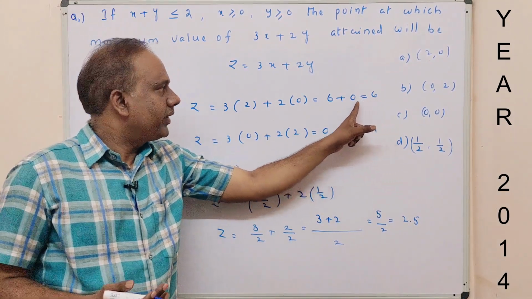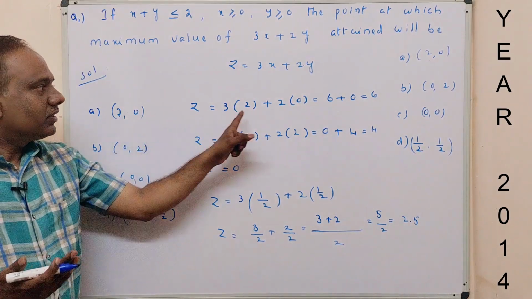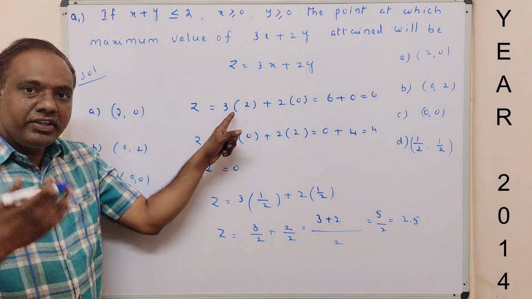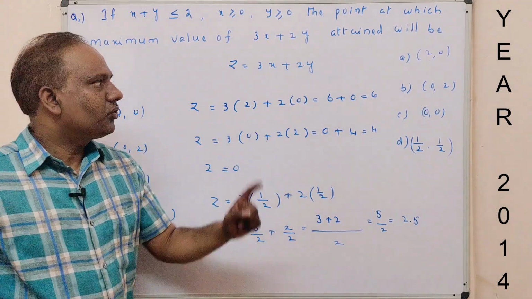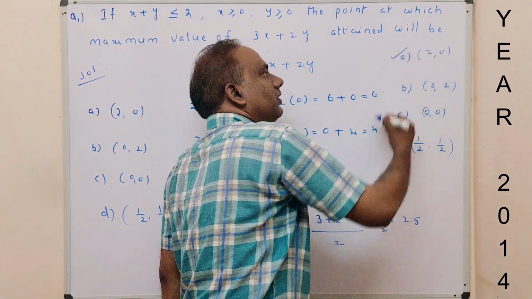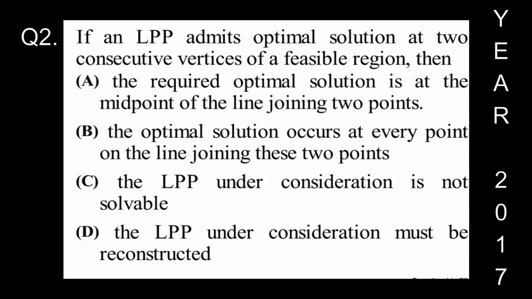Maximum value 6 means that at 2 comma 0 the z value is maximum. That is the meaning here. So 2 comma 0 is the correct answer.